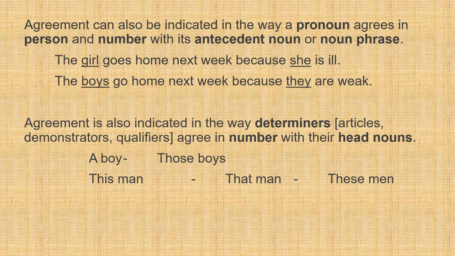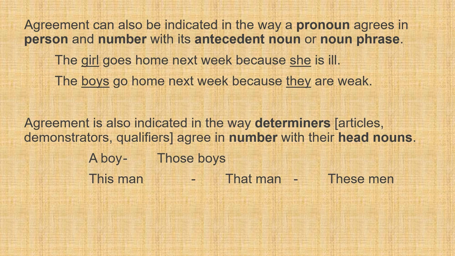Again, we have this man, that man, these men. This and that will show us the singularity of the subject. And so the plural determiner these will be used for men, which shows plurality. So we have to note this.